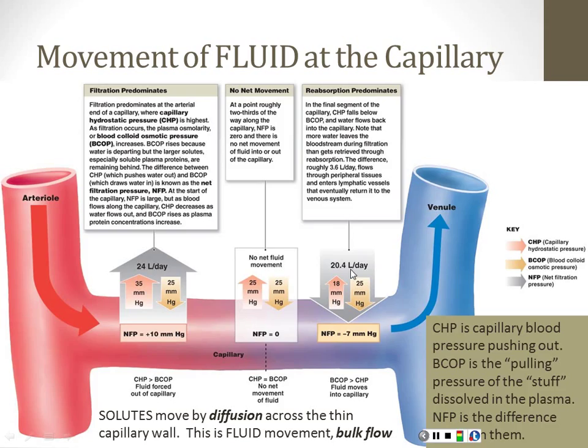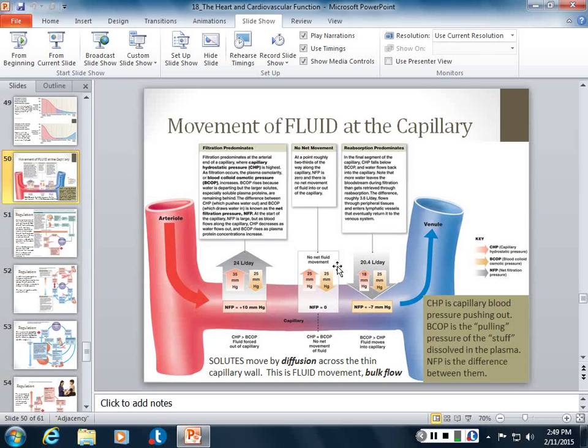All right, so if we look at a whole day's worth at a capillary bed, in all the capillary beds of the body, we see that about 24 liters is pushed out, 20.4 liters is pulled back in. So there's a difference there, right, of 3.6 liters. Well, where does that go? It goes into the lymphatic system, which is where we pick up in the next chapter here, okay?